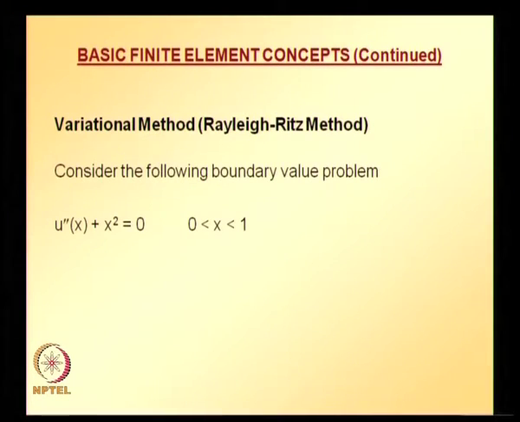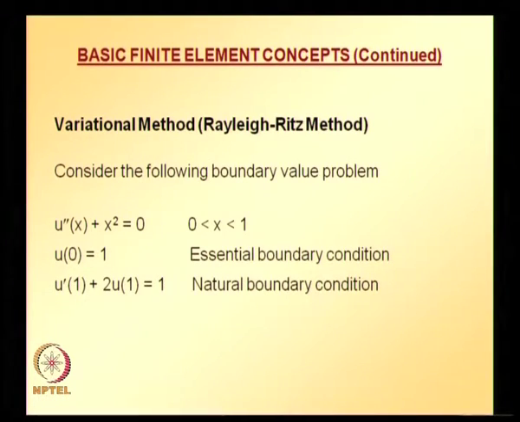Again, this is a boundary value problem you already looked at. It is a second order boundary value problem, the domain is 0 to 1, and the boundary conditions are: u evaluated at x equal to 0 is 1, and first derivative of u evaluated at x equal to 1 plus 2 times u evaluated at x equal to 1 is 1. It turns out the first boundary condition is an essential boundary condition and the second boundary condition is a natural boundary condition.